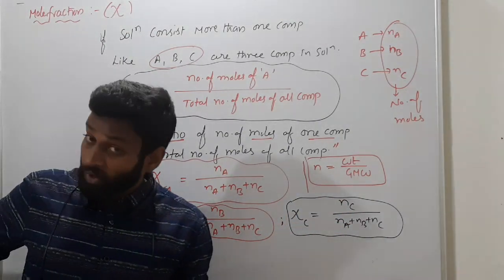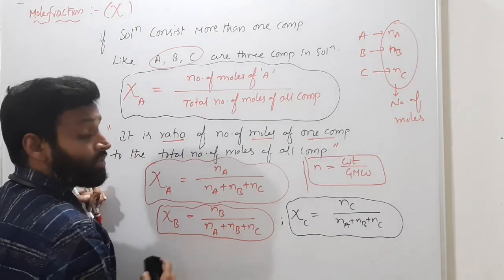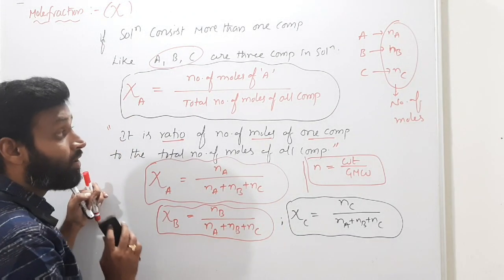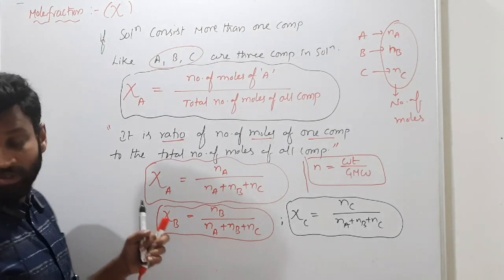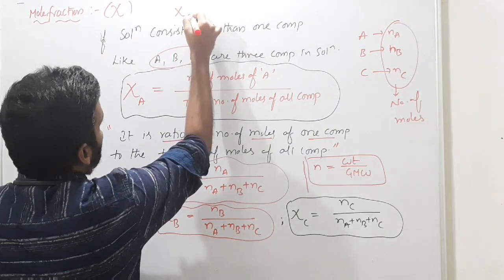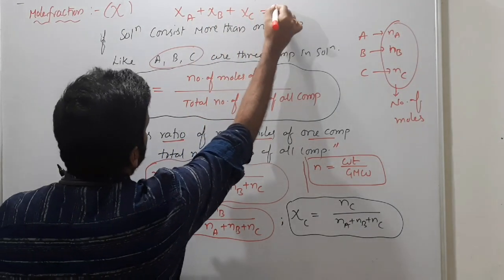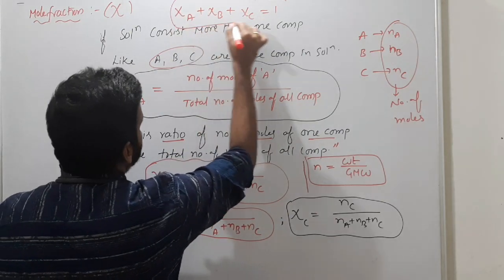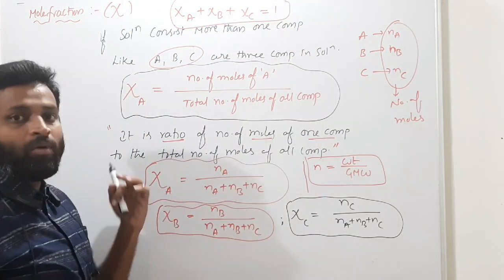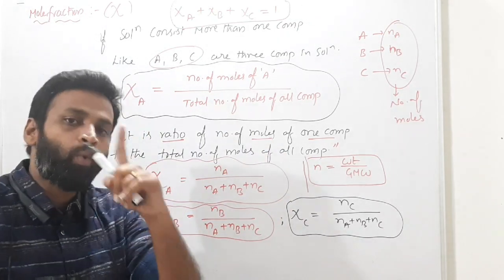Okay? And one more important thing: the sum of the mole fractions is always equal to 1. That is, the mole fraction of A plus the mole fraction of B plus the mole fraction of C is equal to 1. The sum of the mole fractions of all components is equal to 1.